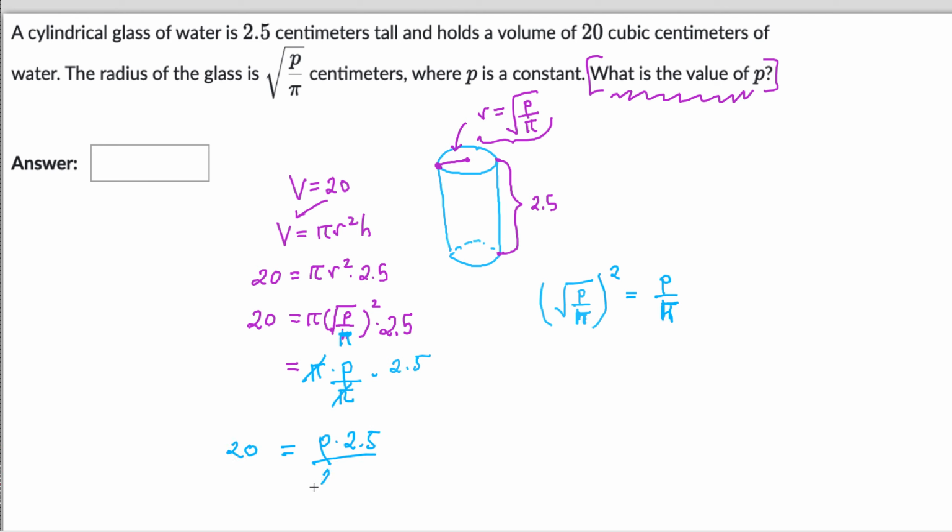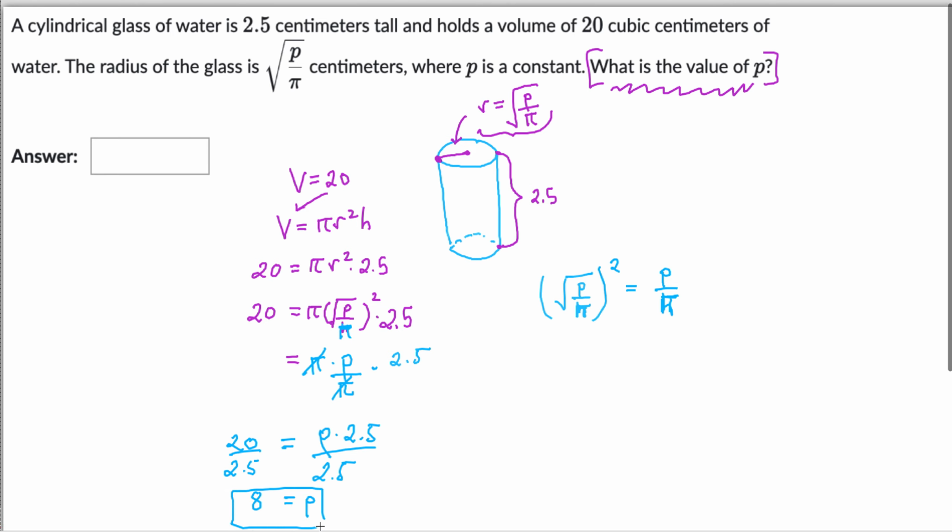If I want to solve for p, I divide by 2.5 on both sides. How many 2.5s fit inside 20? Take your time, use the calculator, whatever. 8. 8 2.5s fit inside 20.